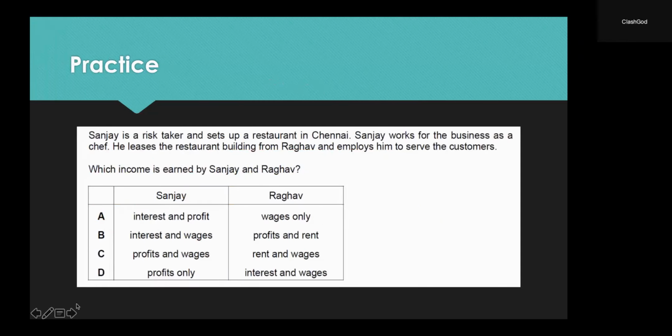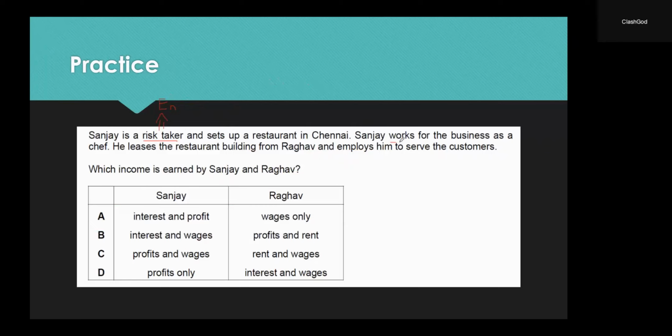Second question. Sorry for the pronunciation, by the way. Sanjay is a risk taker and sets up a restaurant in Chennai. Sanjay works for the business as a chef. He leases the restaurant building from Raghav and employs him to serve the customers. Which income is earned by Sanjay and Raghav? Let's look at some keywords here. Risk taker, right? This shows that Sanjay is the enterprise, because we know that the enterprise are the risk takers and the key decision makers. So Sanjay is the enterprise.